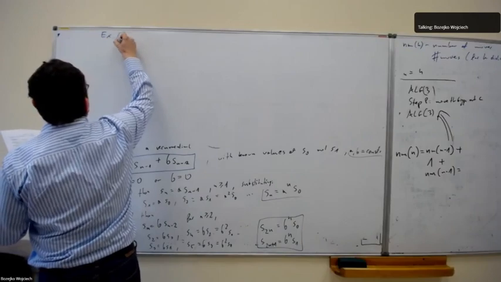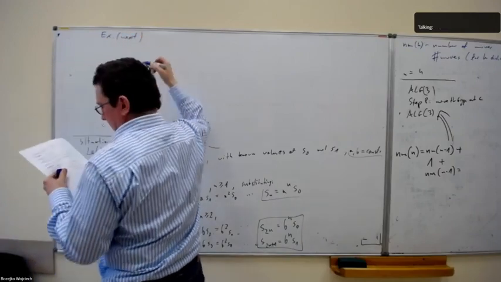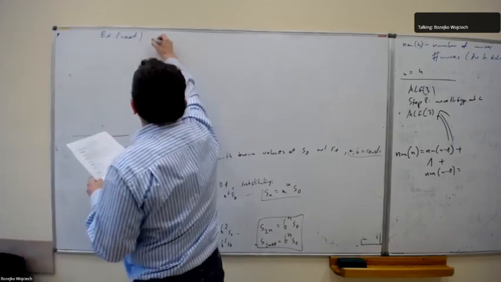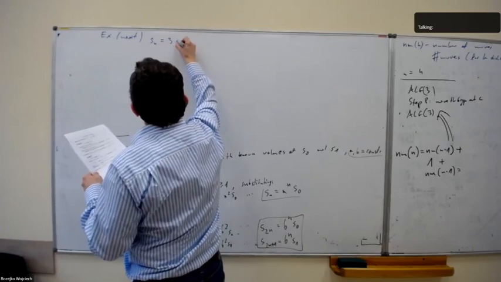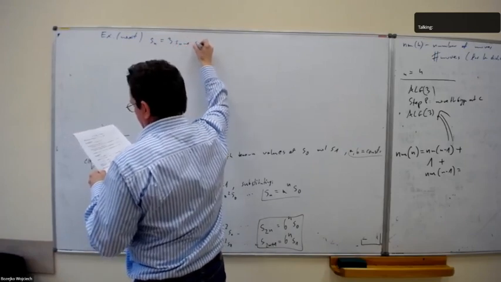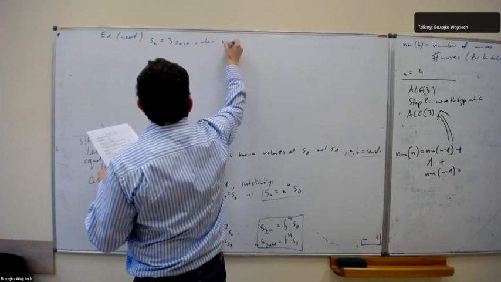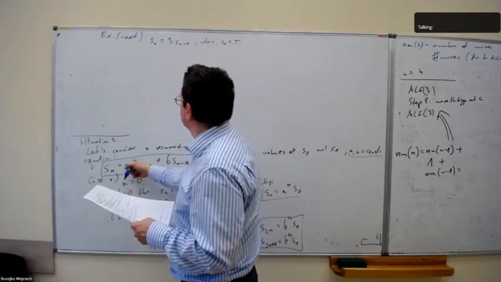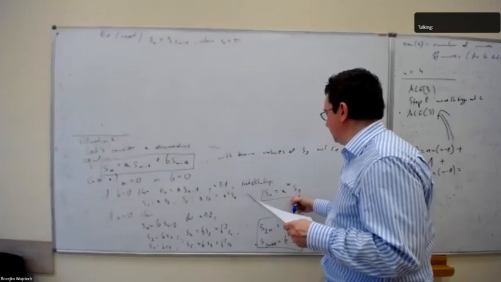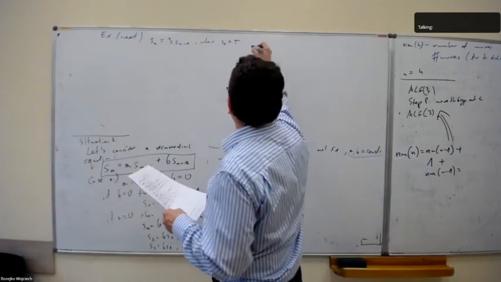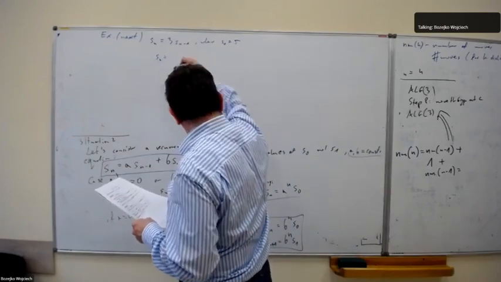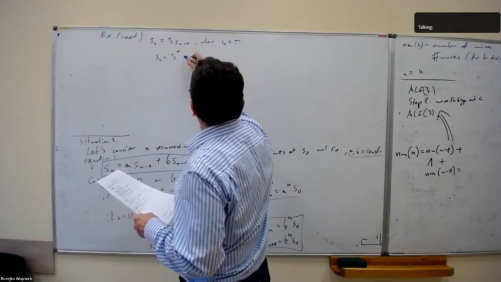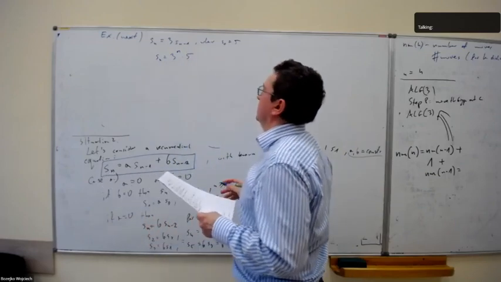Okay, so the next example. I have written here example 36. Sn equals 3 times Sn minus 1, where S0 is 5. So let's try. From here we have that b is 0, a is 3. So finally we should have something like this: Sn should be 3 to the power of n times S0, and S0 is 5, so this will be like this.